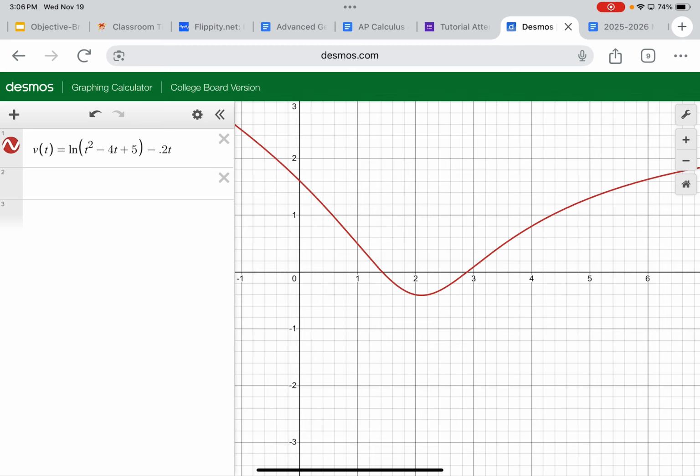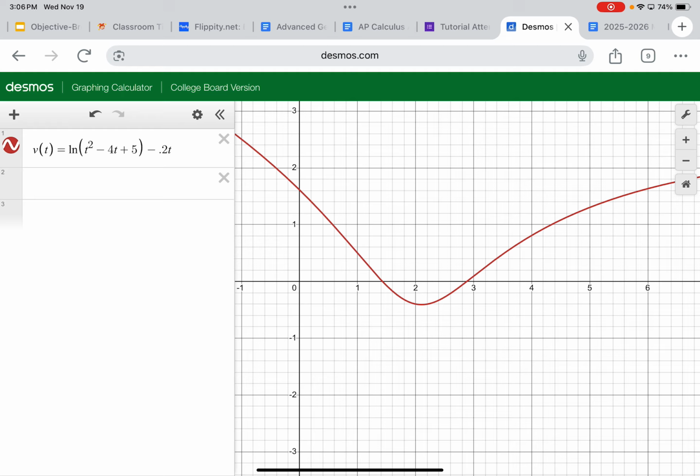Zoom into your graph and let's talk about why there's 2 answers, but why one answer is better. When you're ready, give me a thumbs up, you have it all typed in. Zoom into it.